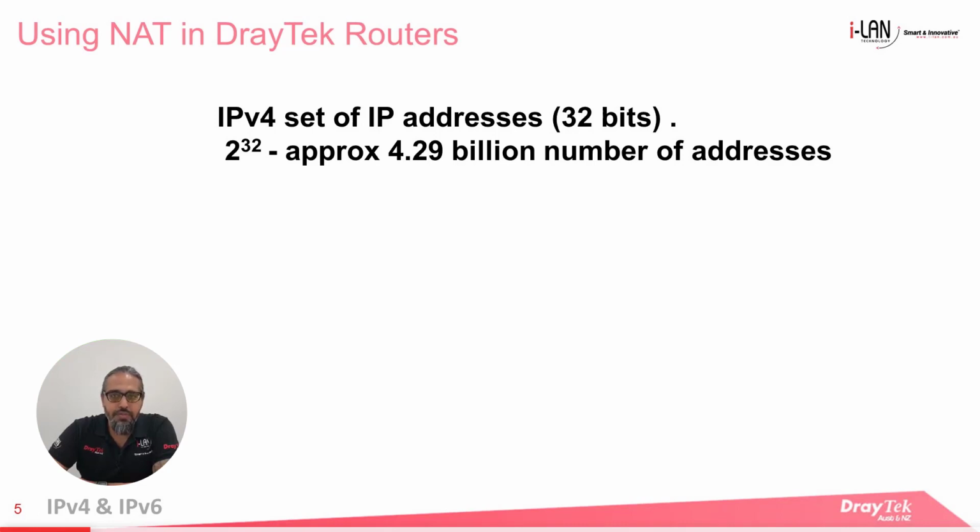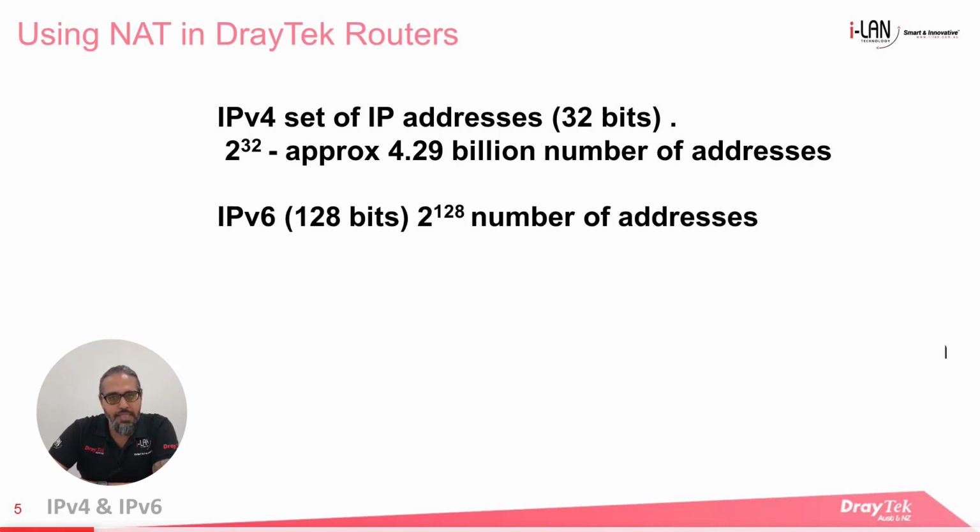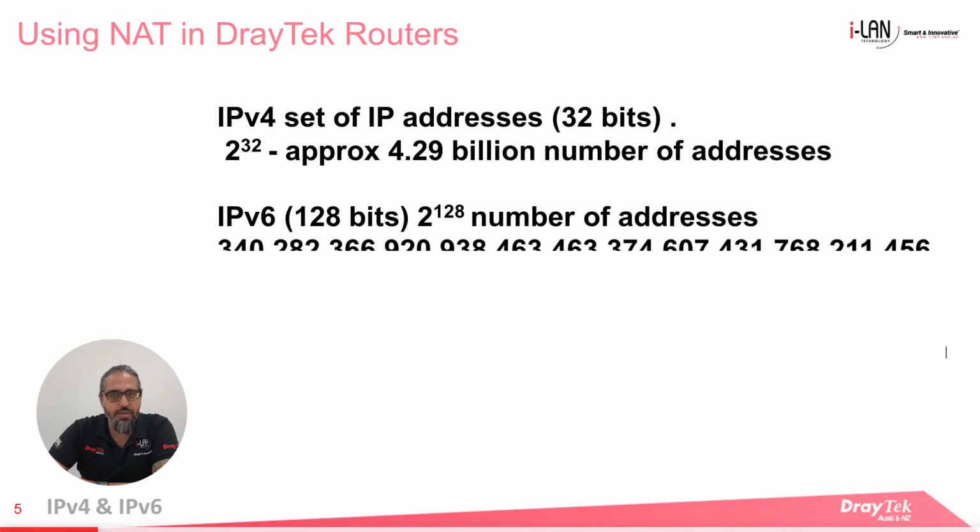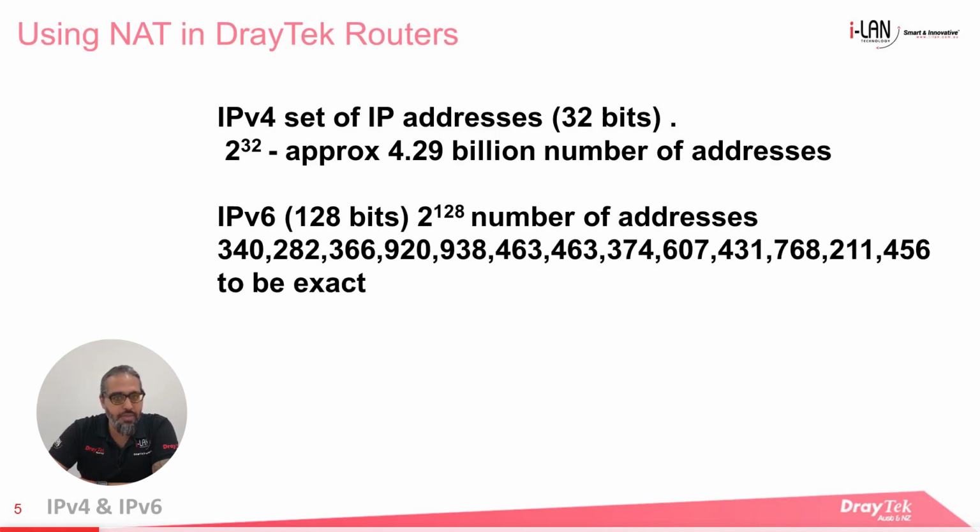That's why for the last 15 to 16 years, network administrators around the world have been trying to implement IPv6, which uses 128 bits. That's 2 to the power 128 number of addresses, which gives us around 340 trillion IP addresses. You can see the exact number in the center of the screen here.